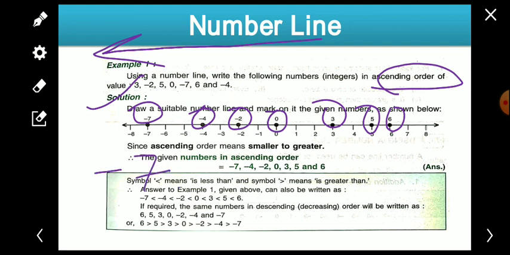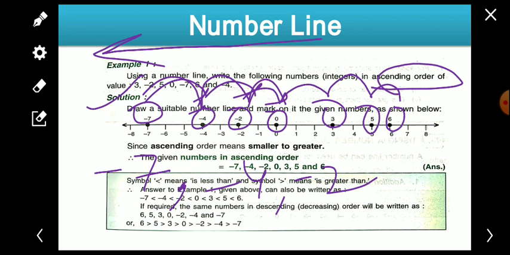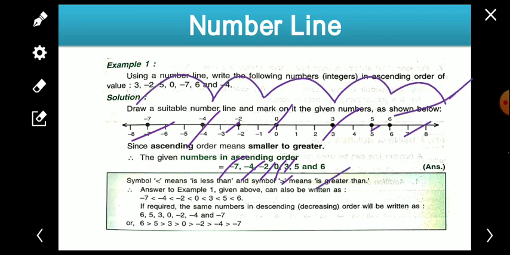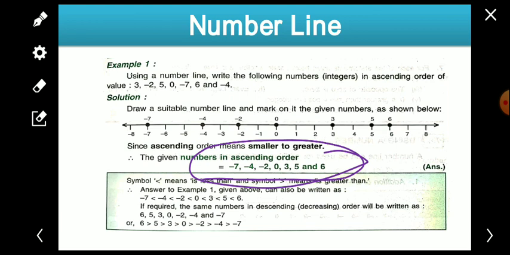So I will write minus 7 first. Now after this, which number comes? Minus 4. Then we will write minus 4. Again minus 2. As we keep on moving towards the right, the value will be increasing. So we'll write like this: minus 7, minus 4, minus 2, 0, 3, 5, and 6. Like this we move towards the right and write the numbers. So this is arranged in ascending order. I hope that you understood.